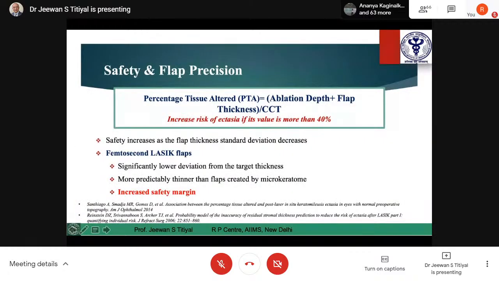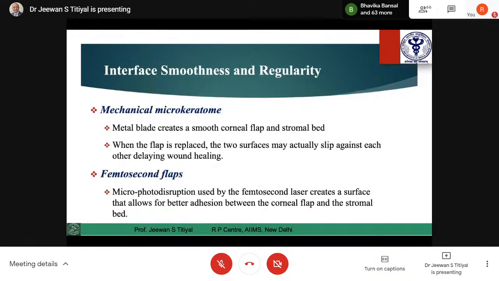What I was talking about, if you have unpredictable thickness creation, your calculation of PTA is going to make a huge difference, especially in a cornea which is borderline. Suppose you had only a 500 cornea and you calculated as per a 100 micron flap thickness, and that gives you 290 RSB. But if you cut 120 or 130, the RSB becomes 250 or 260, which is not acceptable. Therefore, predictability of flap making is very, very important.